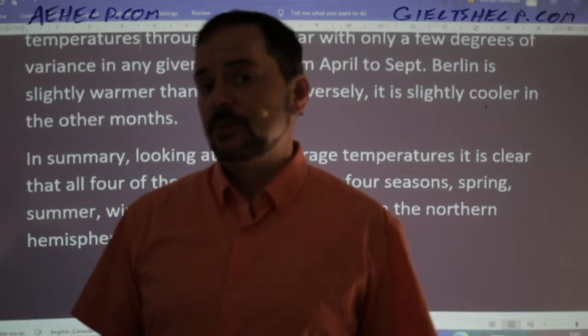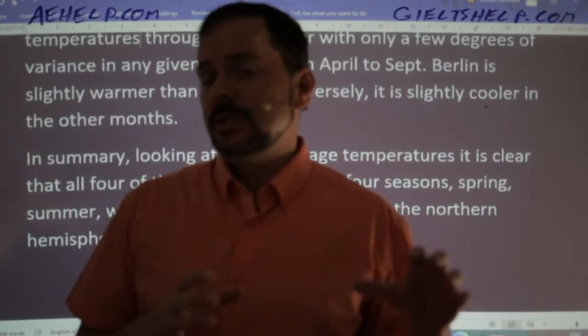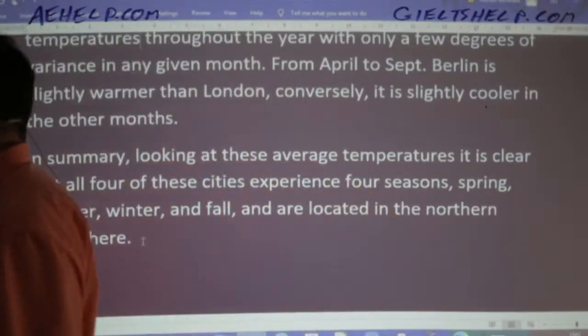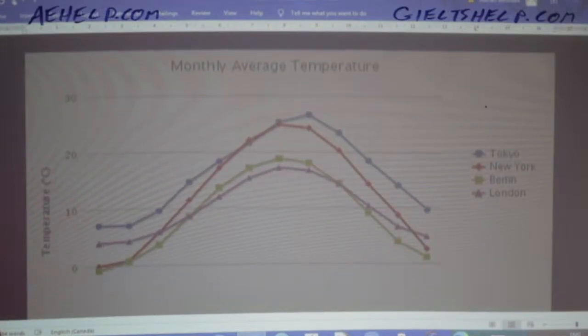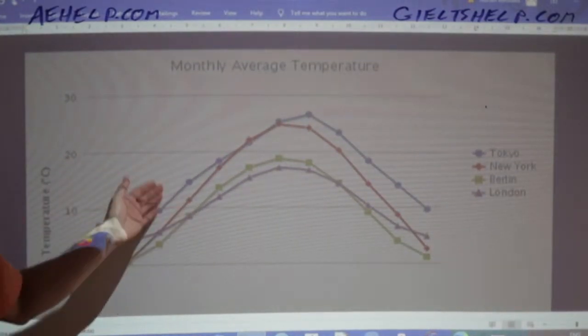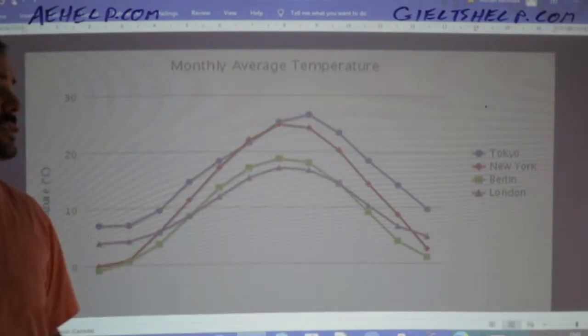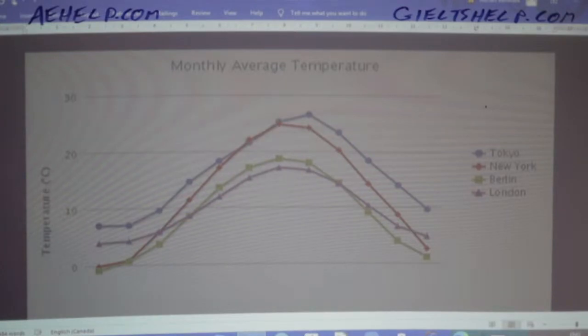I'm happy with it. In order to write the essay like this, it was really important for me to take a moment when looking at the line graph to figure out the right approach. So instead of going month by month, I realized that it's better to just go city by city. Okay. All right.